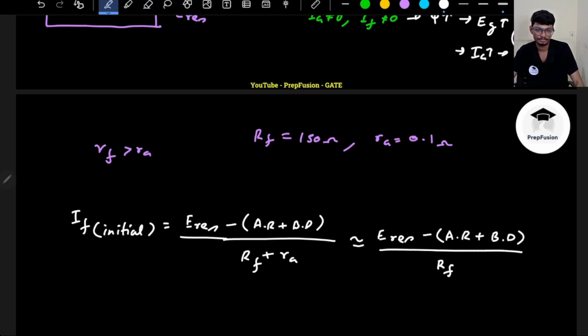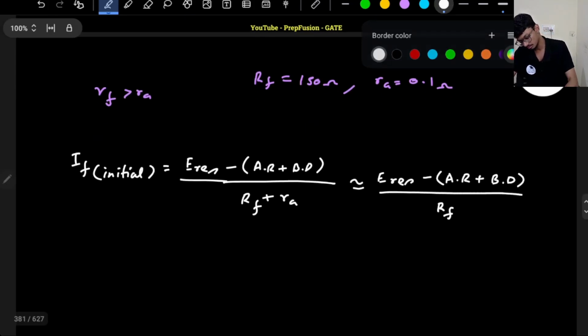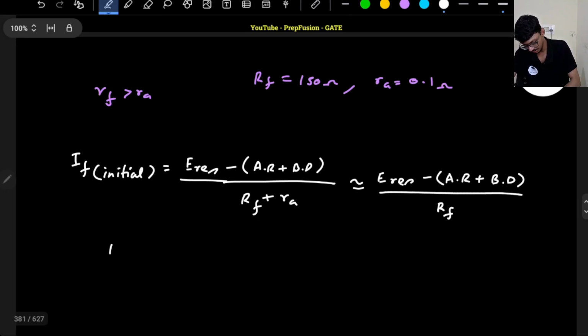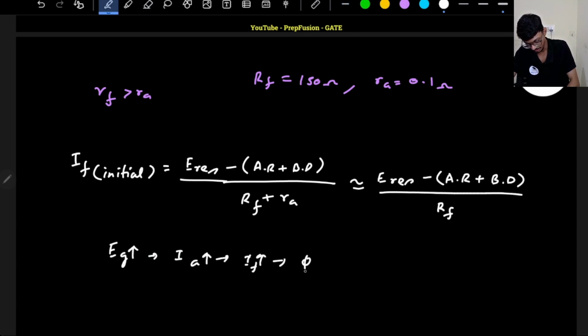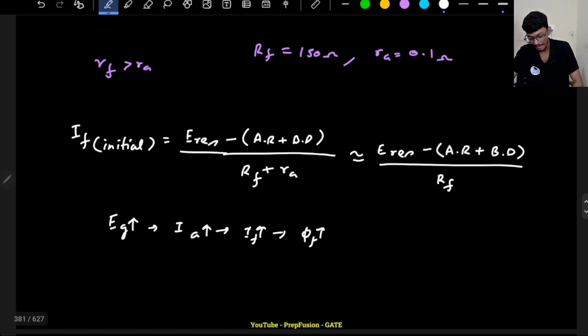So at steady state, what will happen? At a certain stage they will coincide. What do we mean by coincide? Slowly my generated EMF will increase. If generated EMF increases, the field current also will increase, because the armature current will increase, so the field current will increase, so the flux will increase, right? And at a certain point both of them will coincide.